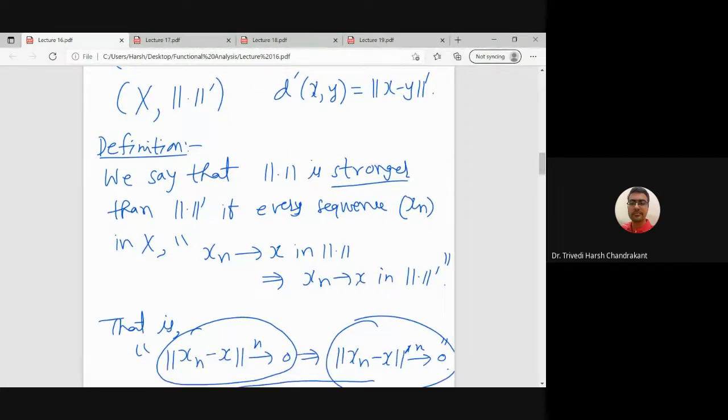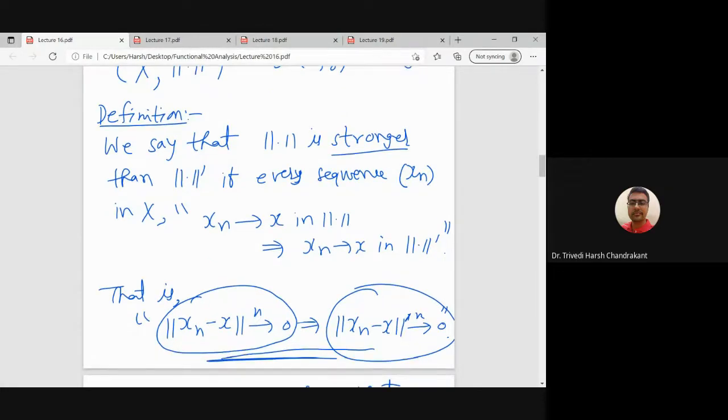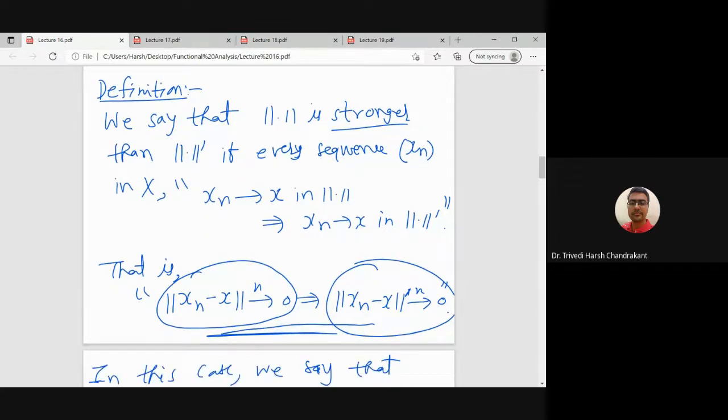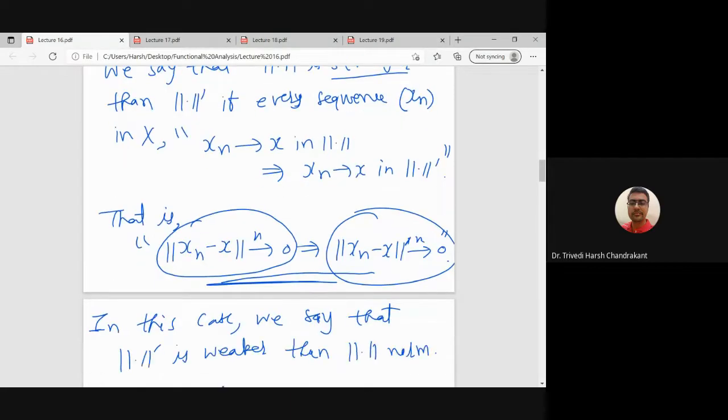We say that the first norm is stronger than the second norm if every sequence xn in X, xn converges to x in the first norm implies xn converges to x in the second norm. That means whenever xn minus x converges to 0 in the first norm, the sequence must also converge in the second norm. So the first norm is stronger than the second norm.